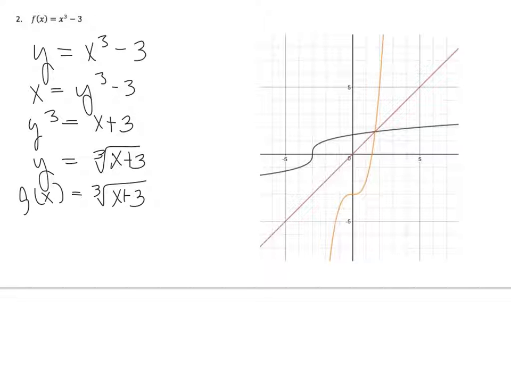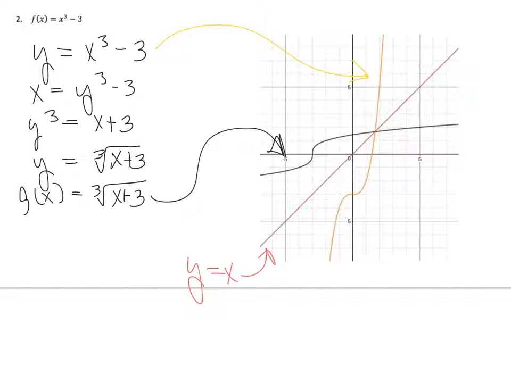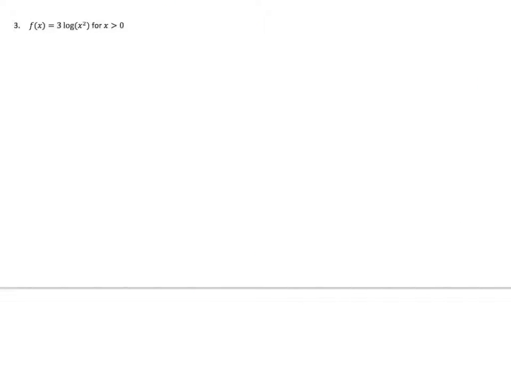Here we are. The line y equals x is in red. y equals x cubed minus 3 is in yellow. And the last one is our g of x, and that is in black. There we go. And this one is actually supposed to point to the function. And it looks like a reflection. That's pretty cool.